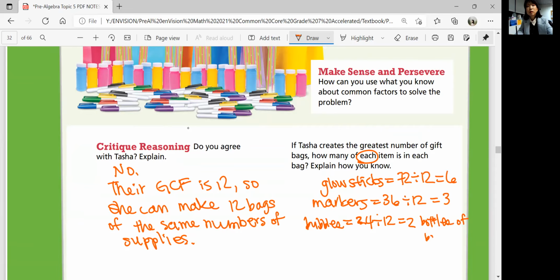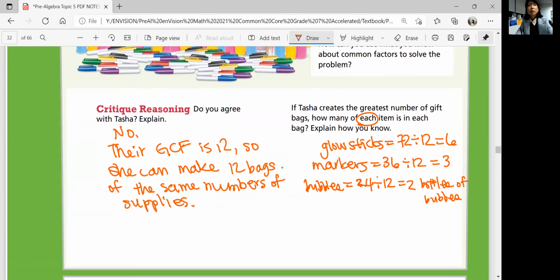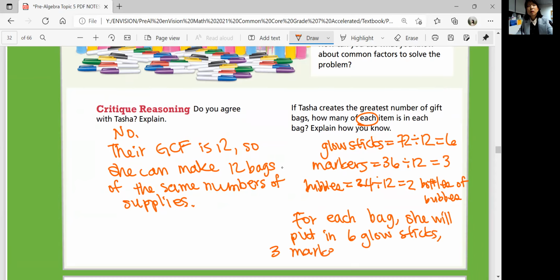So in total, for each bag, she will put in 6 glow sticks, 3 markers, and 2 bottles of bubbles. Okay, there you go.